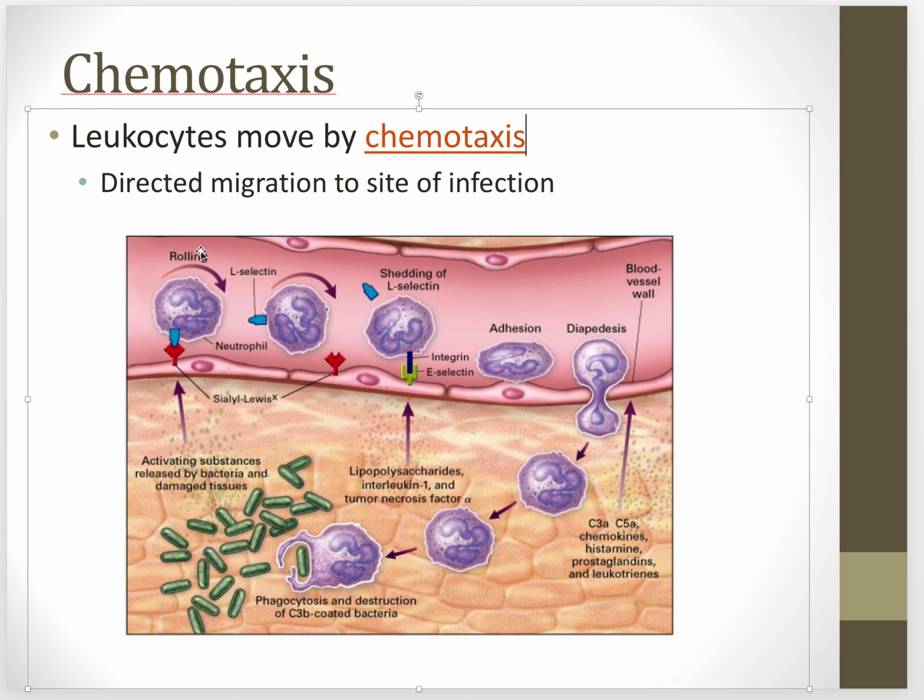So here again we see rolling. They've tethered, they're rolling with their selectin proteins, then they shed their selectin, they don't need it anymore, so they adhere, they're activated, and in this picture it calls it diapedesis. They're migrating through the wall so they can go to the area of injury and destroy whatever the pathogen is.